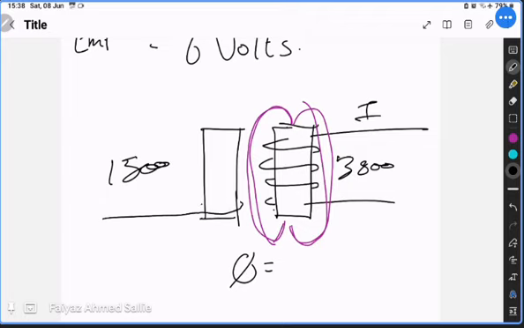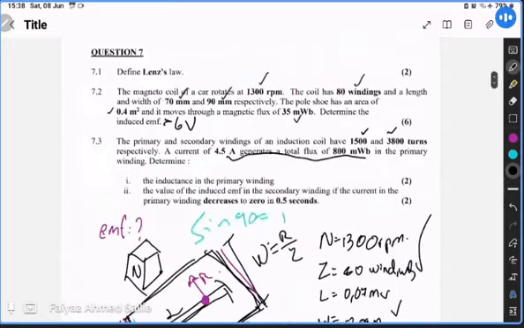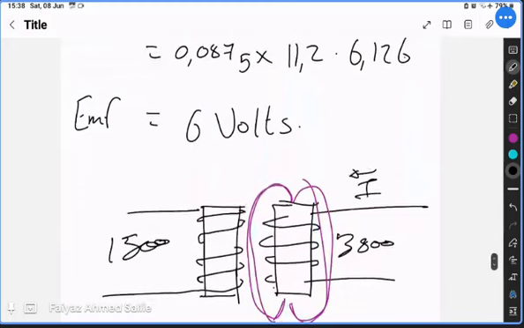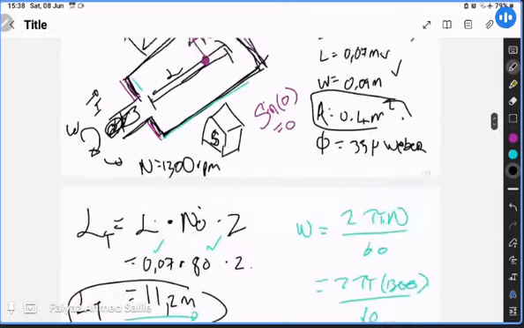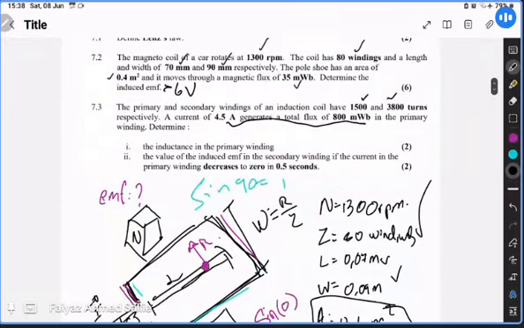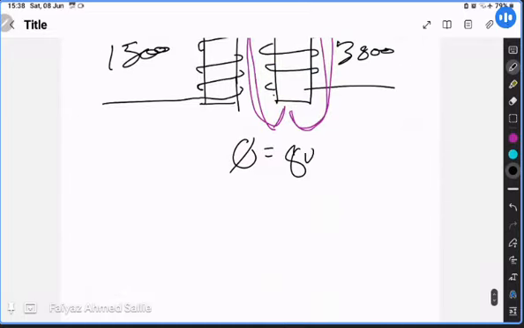It will have your other windings, 1,500. So this is the magnetic field. This is your current going through here, and our current, let me just give this thing 4.5 amps, and flux is 800 microwebers.